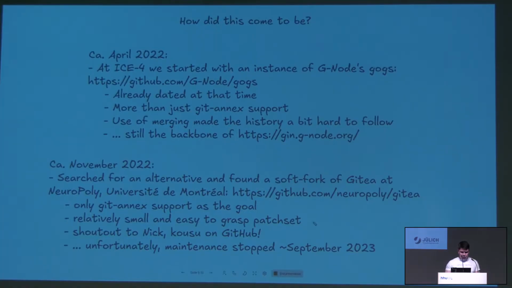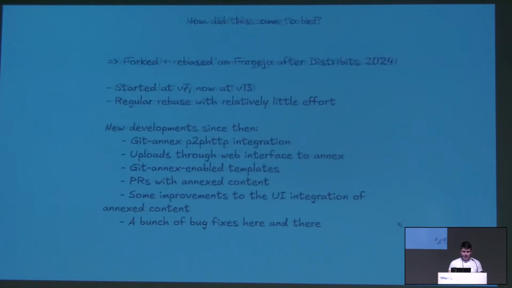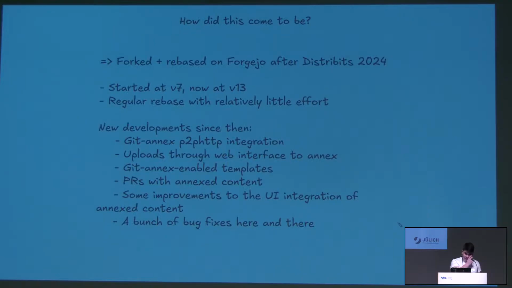I want to do a shout out to Nick, nickname Kosu on GitHub, who started this, because without him, Forgejo-aneksajo wouldn't exist either. Unfortunately, maintenance of that stopped in September 23. So last year at Distribits, we came into discussion about that, and I decided to fork and rebase on Forgejo, and since then have been maintaining this project. At that time, we started at version 7 of Forgejo. They just recently, at the beginning of 24, had hard forked from Gitea themselves, so a lot of forking here.